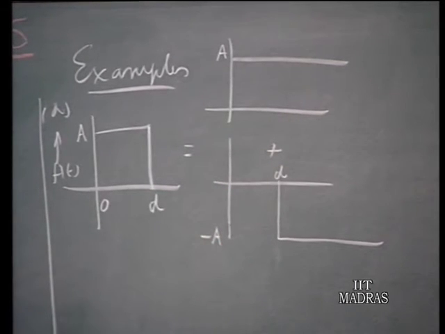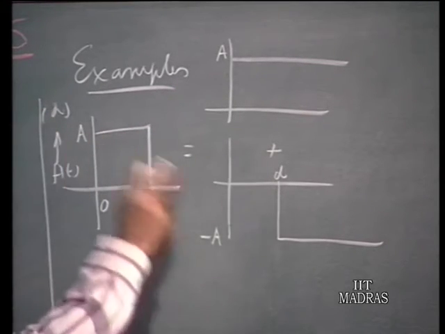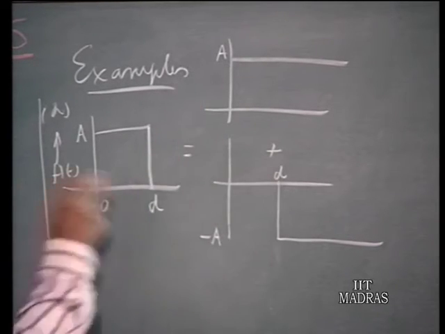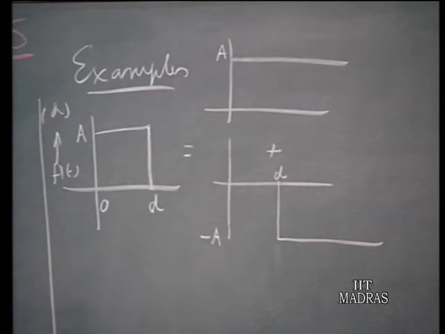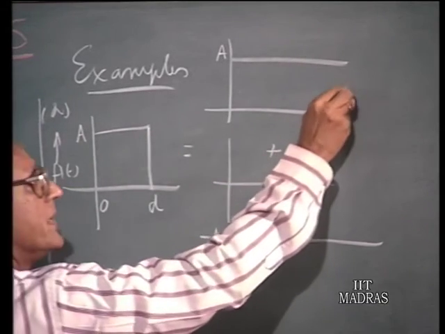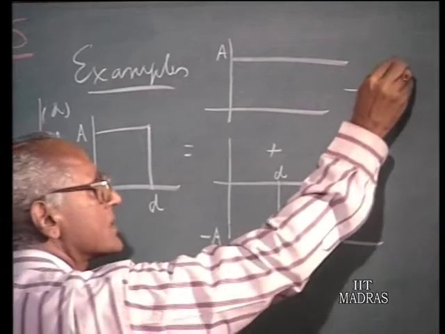If you add these two step functions, one regular step function starting at t equals 0, another a delayed step function starting at t equals d, adding up these two you will get this. And now, we know the Laplace transform of this. This is not a unit step function, but a step function of amplitude or magnitude a. Therefore, the Laplace transform of this is a upon s.